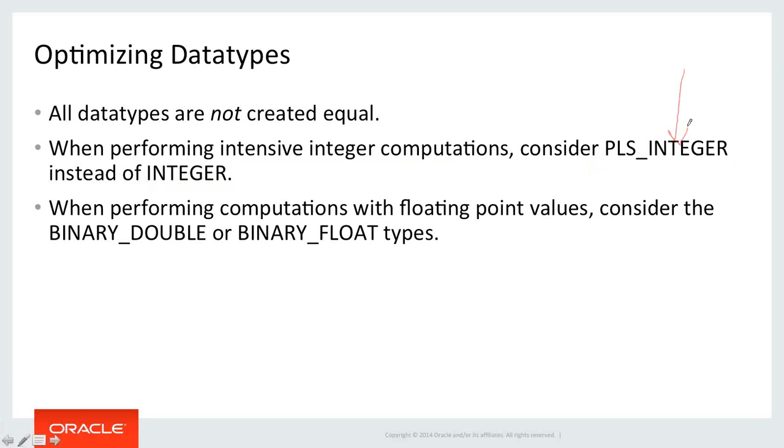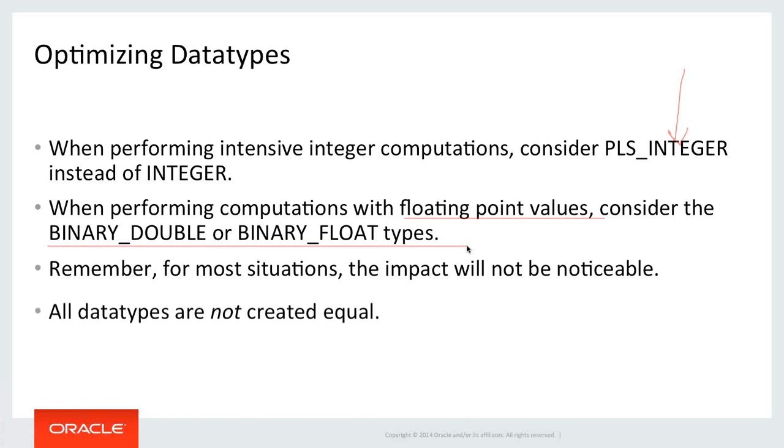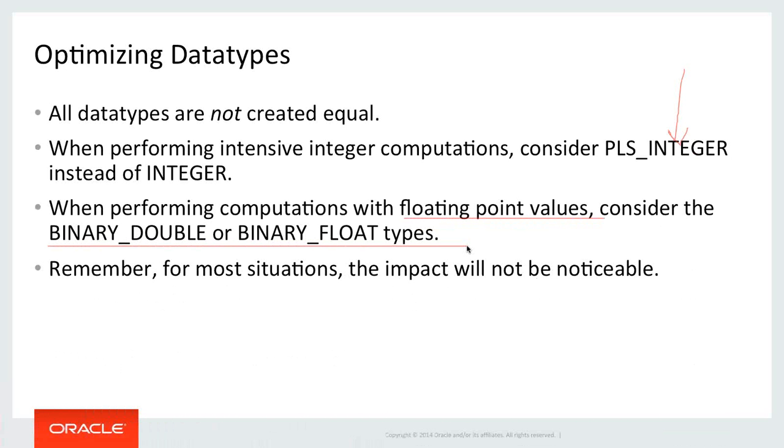type. In addition, if you're working with floating point values, Oracle does offer specific data types for that, binary double, binary float, and you could see significant improvements there. But again, for most situations, the impact will not be noticeable. And there's another data type I should mention here. It's called simple integer, which was added in 11G.